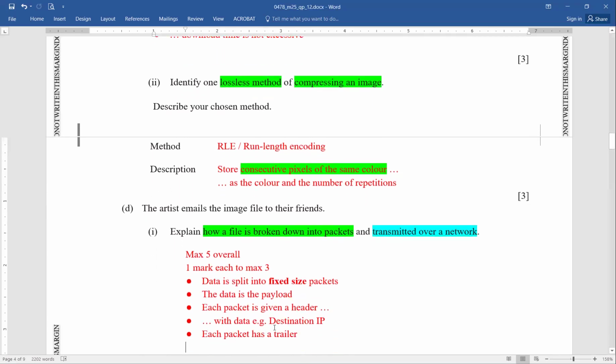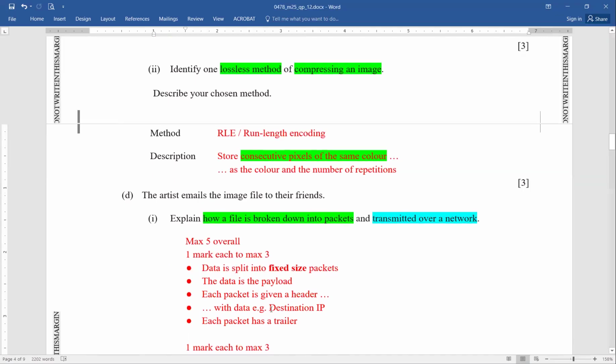First of all, we have talked about data being split into fixed sized packets, and the data is in the payload, which you remember, the data is actually the payload. Each packet has a header, which has the destination IP address, and each packet has a trailer also. So in this manner, you have talked about the packets. What is it? Fixed size packets. The packet has a payload, which is the actual data, a header containing the destination IP address, and a trailer marking the end of the packet.